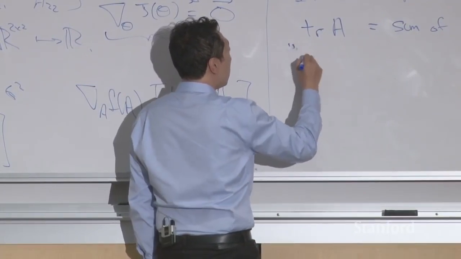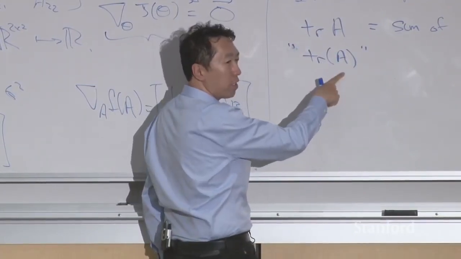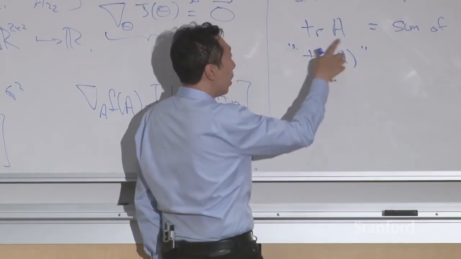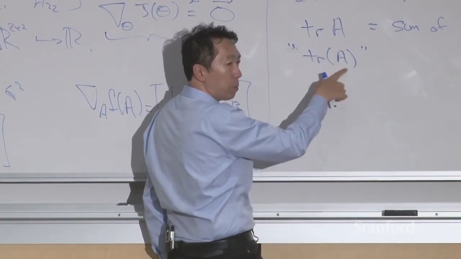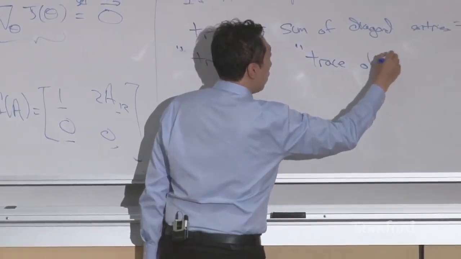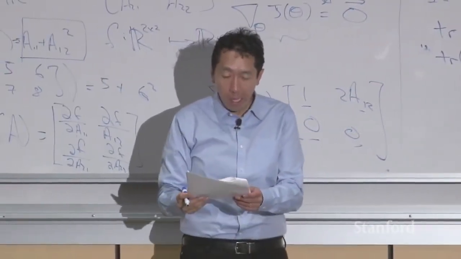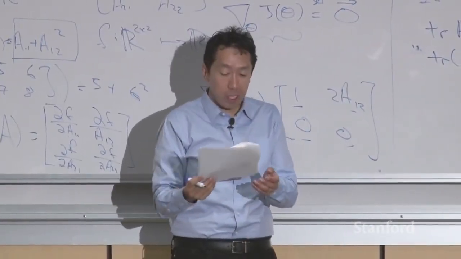And you could also write this as the trace operator, like the trace function applied to A, but by convention we often write trace of A without the parentheses. And so this is called the trace of A. So trace just means the sum of diagonal entries.